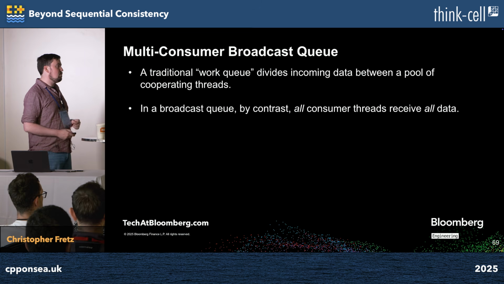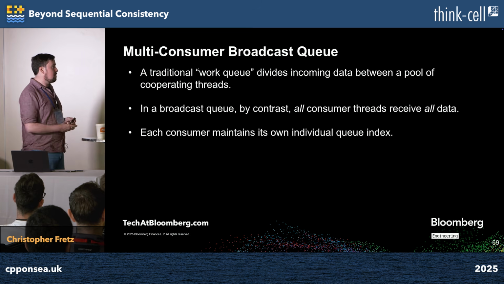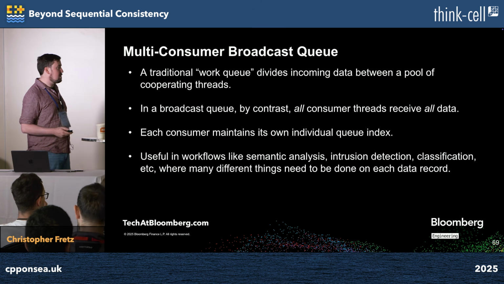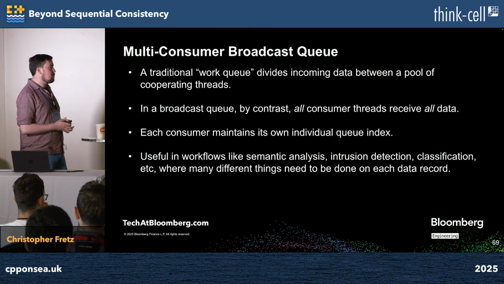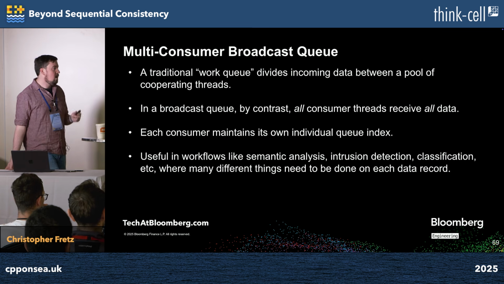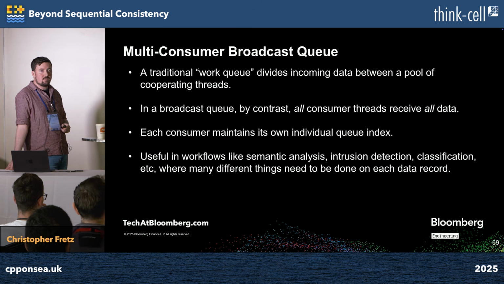A broadcast queue, by contrast, is one where all consumer threads receive all data. And so in this case, each consumer maintains its own individual queue index. And this is really useful in workflows like semantic analysis, intrusion detection, classification, situations where many different things need to be done on every single data record.